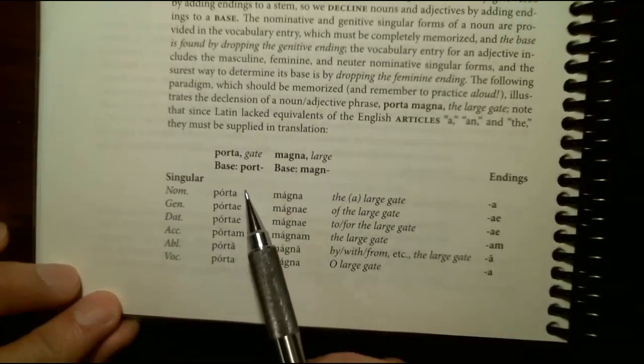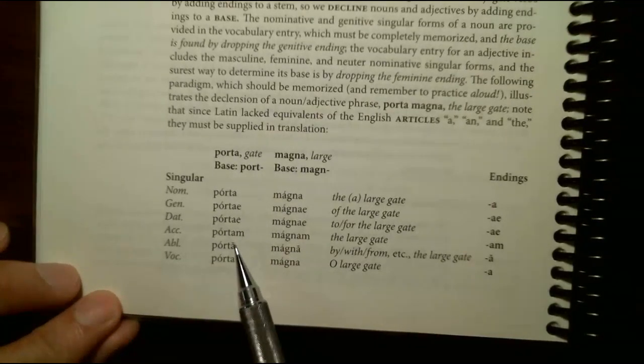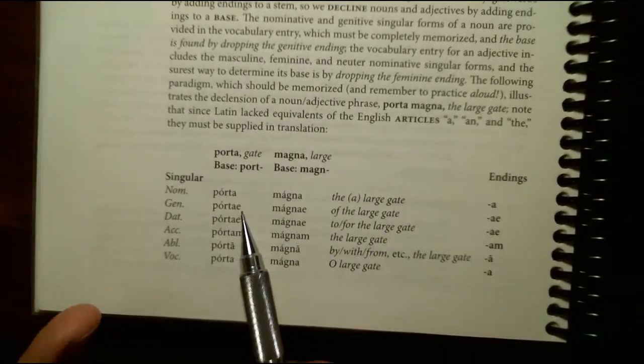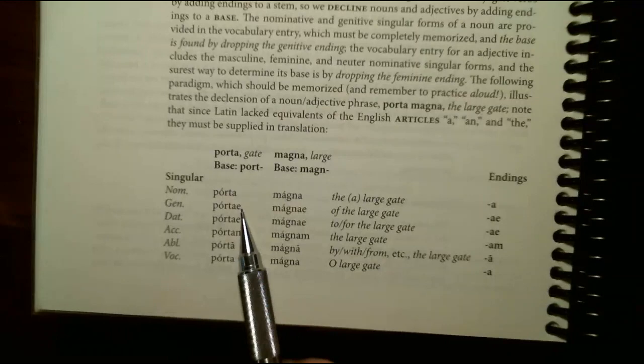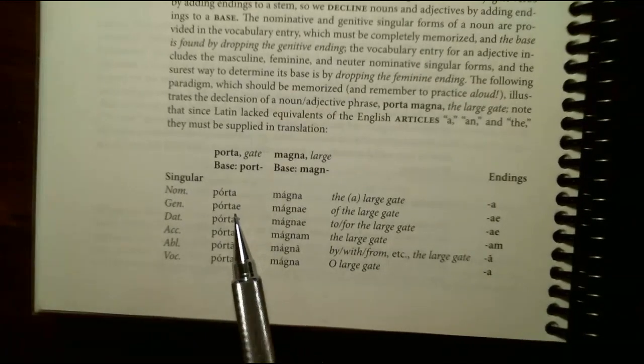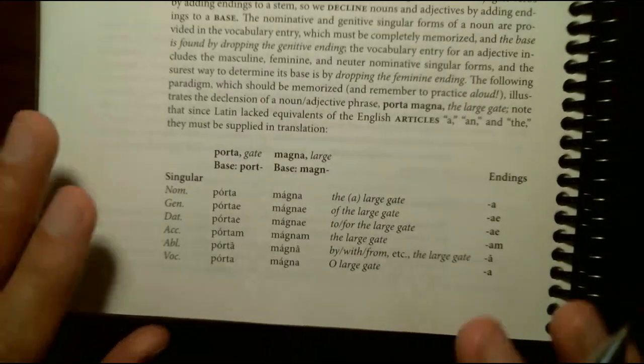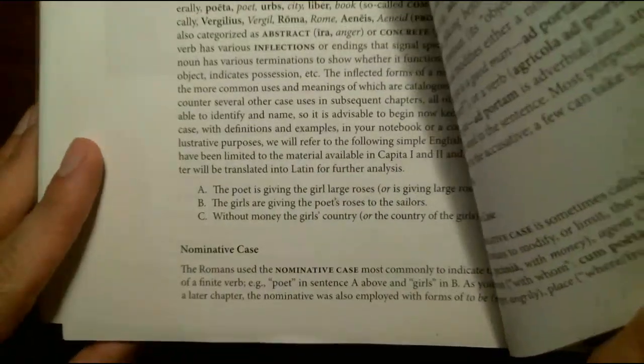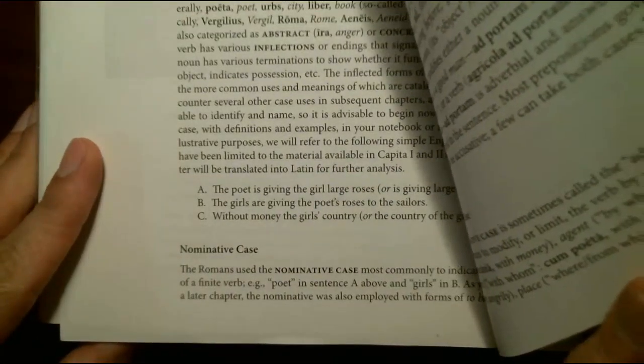Okay? Remember, ae is a diphthong. We pronounce it as I. All right? We'll talk about adjectives in just a second. So that's a general overview there. So let's see here. Let's just go through each case and talk about it a little bit.